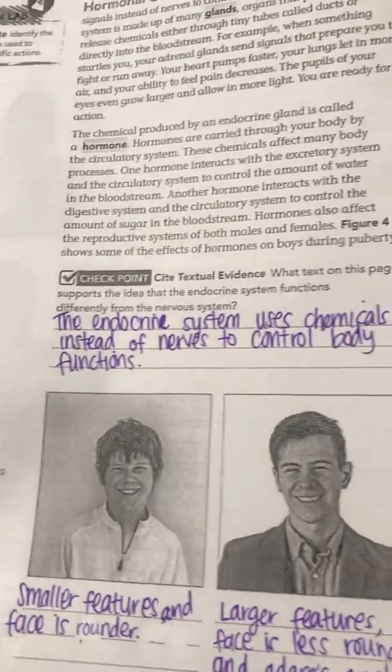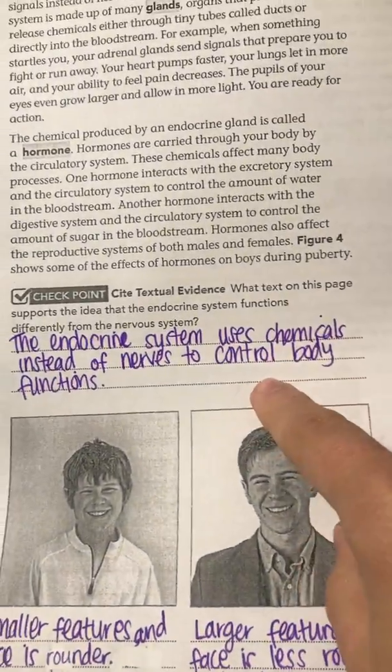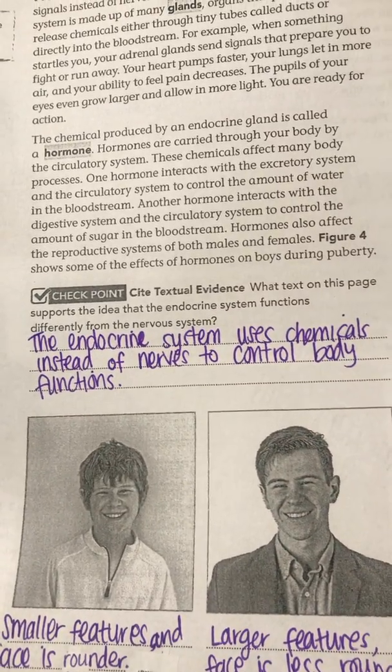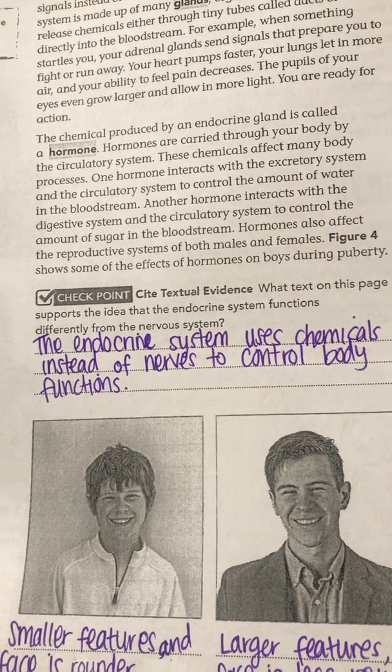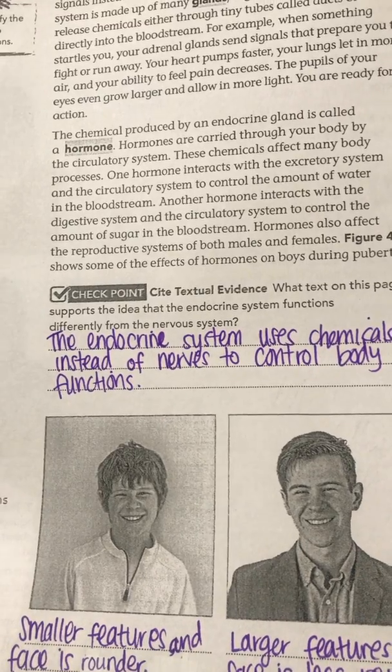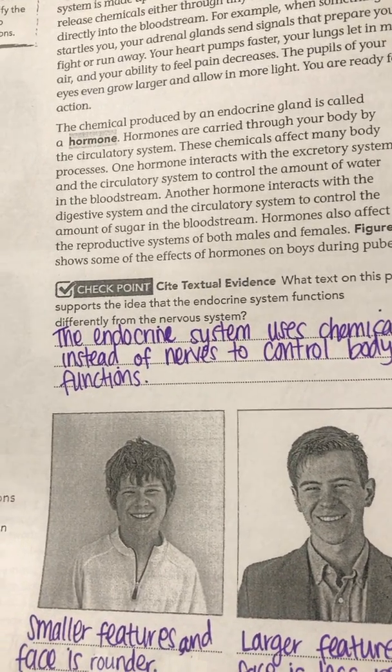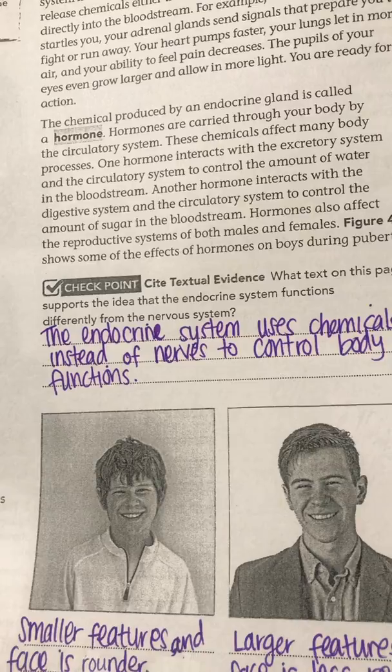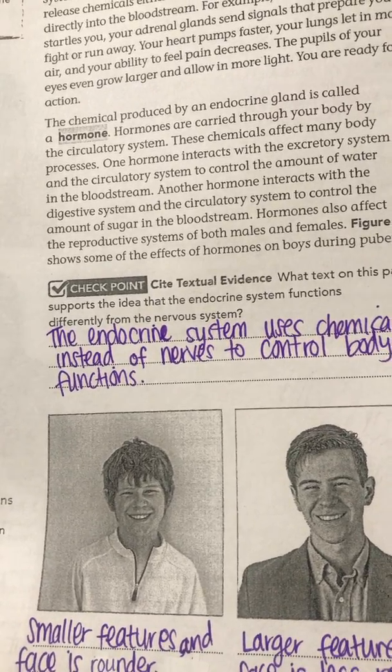And we're almost to the end. So looking at page 132, for this question here, it said, what text on this page supports the idea that the endocrine system functions differently from the nervous system? So the endocrine system uses chemicals instead of nerves to control body functions.